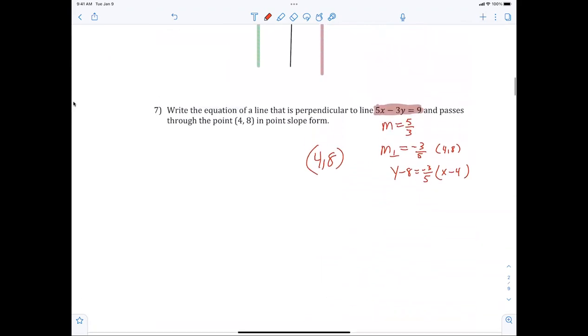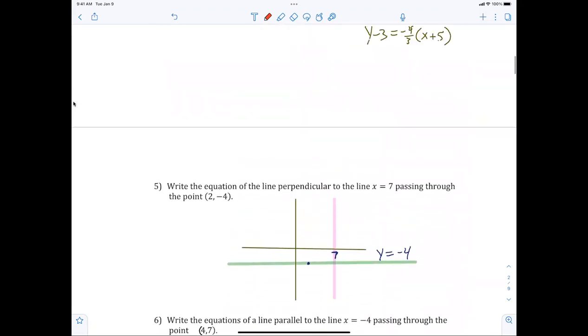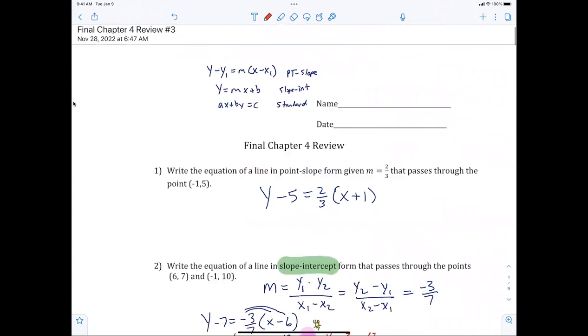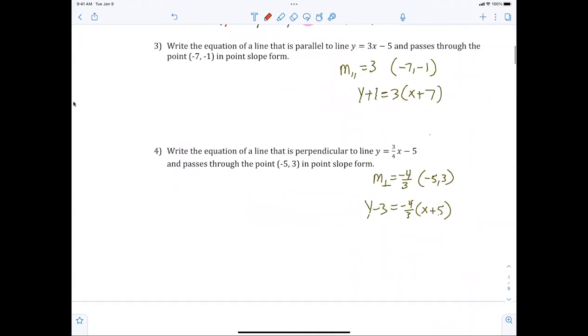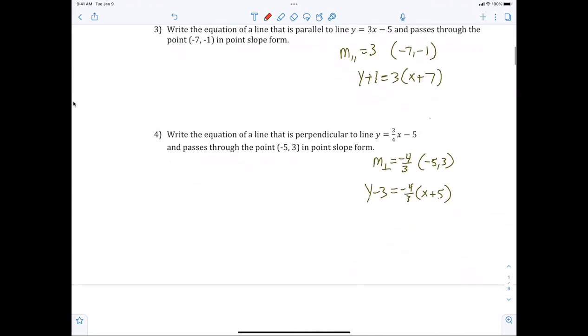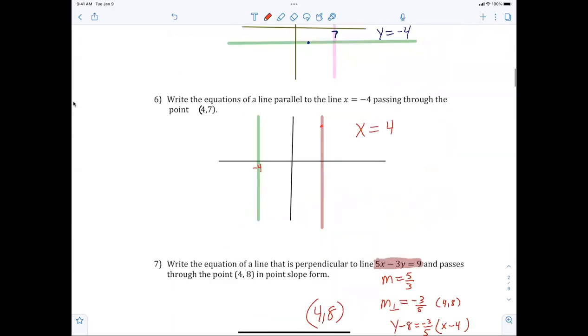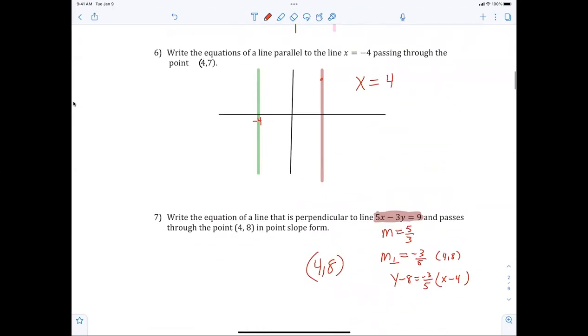We did that one. We did that, we did that. We did that, we did that. That's it, right? All right, guys, I'm serious. It's exactly the same. It's going to be exactly the same.